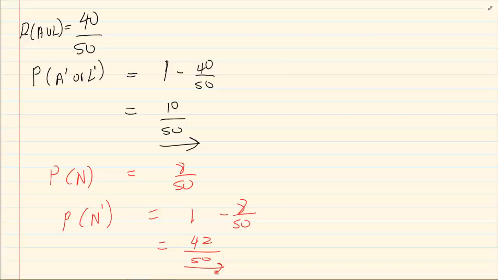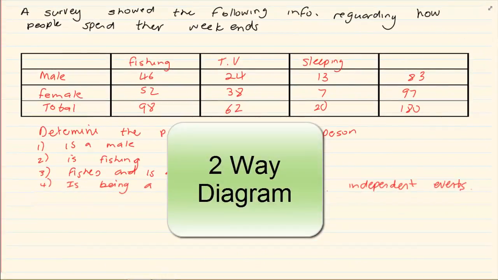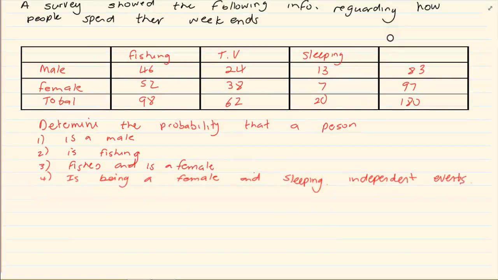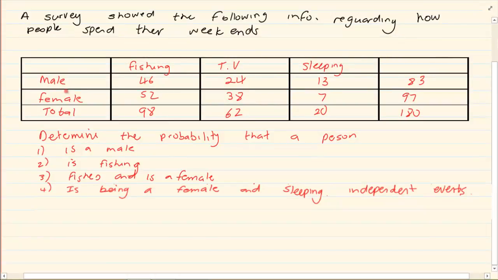Right, now for the last part of our probability. Okay, a survey shows the following information regarding how people spend their weekend. What you need to know how to do is to read this drawing. So if I say sleep and male, then you're going to take your hand, male and sleep, and see where they're meeting. So it would be at 13. Also, what you need to know is that the total for the probability is the total of the entire event, which is the last block on your right hand side.